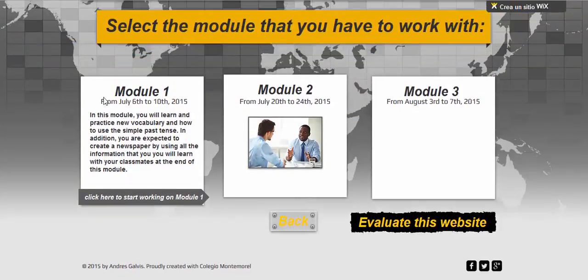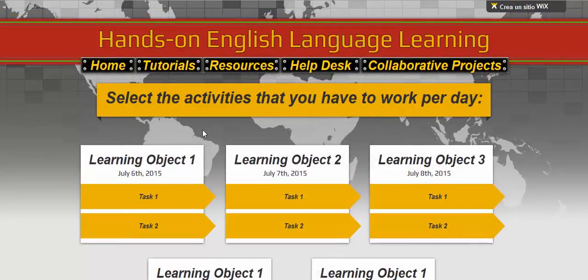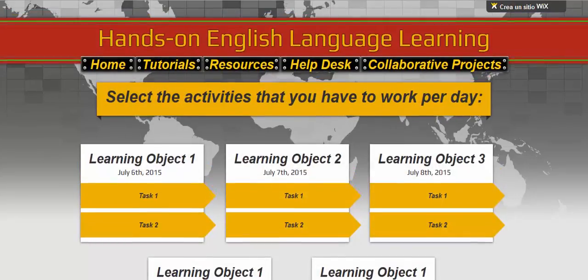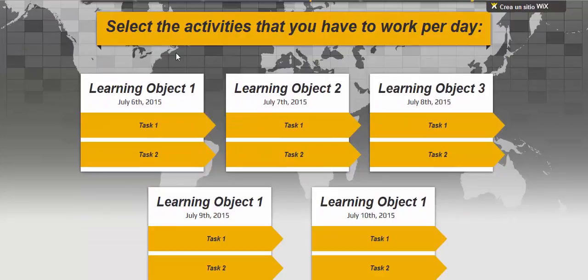If you see, there are the dates, so it means that this module will work from July 6th to 10th, right? And if you want to start working on it, the only thing you have to do is, it says here, click here to start working on module 1. So then you come here and you start working. And in here you have learning object 1 and the date for this activity.